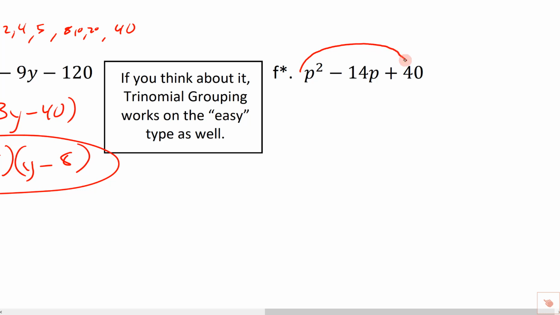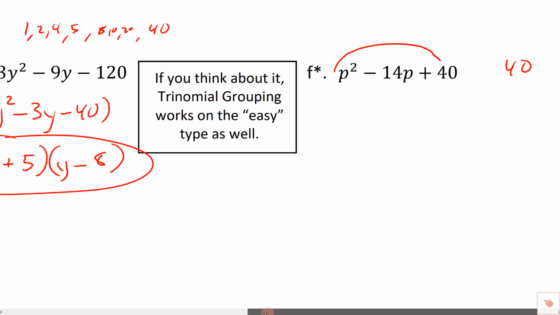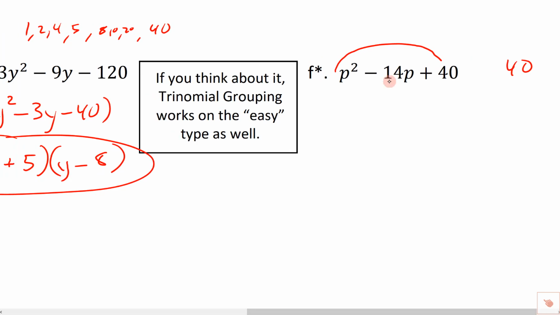I can multiply 1 times 40. So 1 times 40 is 40. I've got this same list that I had over here, and I want to make a 14. Well, if I want to make a 14, I'm going to use a 4 and a 10. So I'm going to put a 4 here, and I'm going to put a 10 right here. Now, they need to multiply to be positive 40 and combine to be negative 14. So that means they're both going to be negative. So watch, I'm going to rewrite this. P squared, I'm going to write this down in 2 pieces, minus 4p minus 10p, and then plus 40. So again, the constant at the end just comes down here, the squared term just comes down here, and then this breaks into 2 pieces.